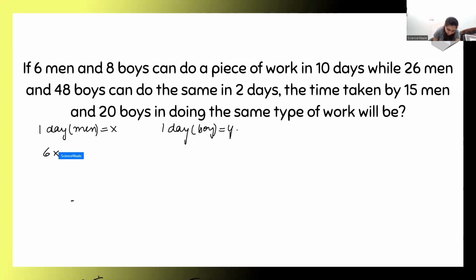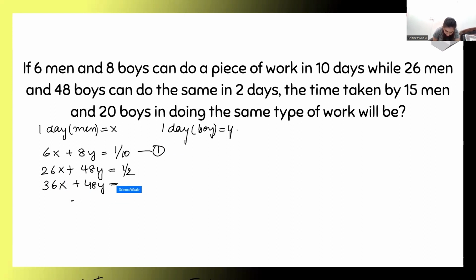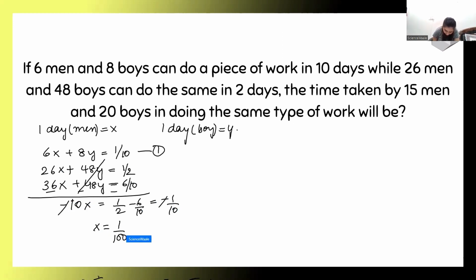So 6x plus 8y equals 1 by 10. And 26x plus 48y equals 1 by 2. So if we multiply the first equation by 6, we get 36x plus 48y equals 6 by 10. If we solve this, we'll be getting minus 10x equals 1 by 2 minus 6 by 10, which is minus 1 by 10. So minus minus will get cancelled. So x equals 1 by 100.